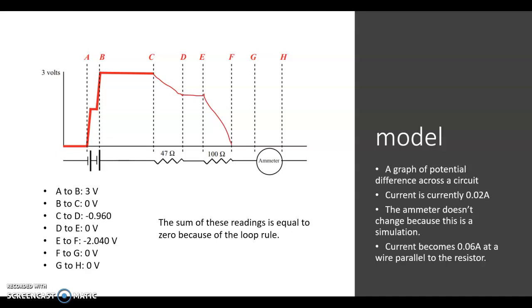And the current became 0.06 amps if you place a wire parallel to the resistor, and this is because the electrons will choose to go to the ammeter as opposed to the resistor, increasing the current at that location.